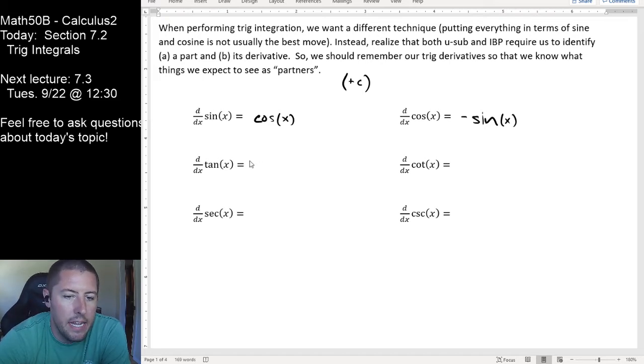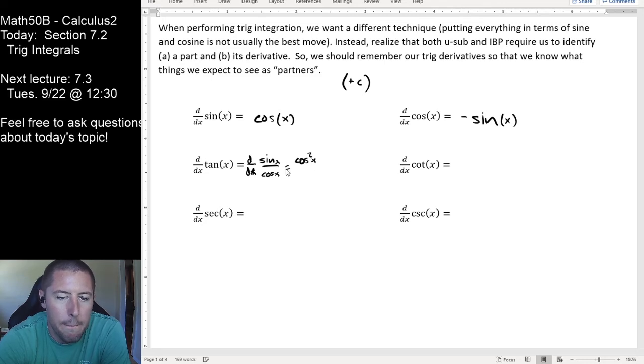Our derivative of tangent: we think of tangent as sine over cosine, and taking the derivative of that is going to lead us to a quotient rule. We're going to get low d high, so that's cosine times cosine for a cosine squared, minus high d low, minus sine times the derivative of cosine. So it's really minus sine times negative sine, which makes that plus sine squared of x, all divided by low squared. So that's cosine squared of x.